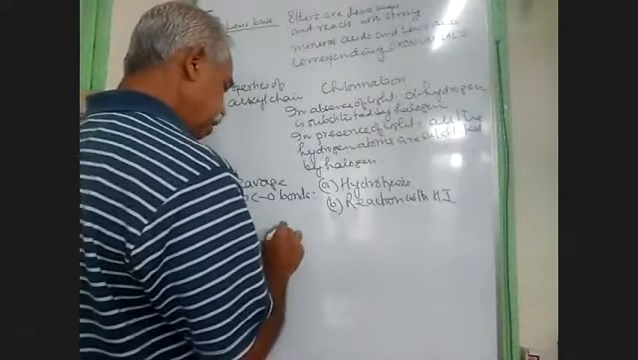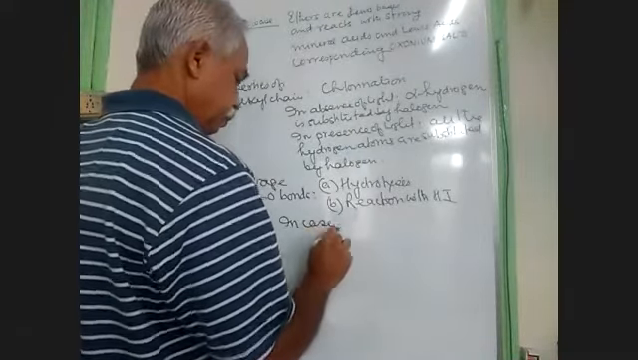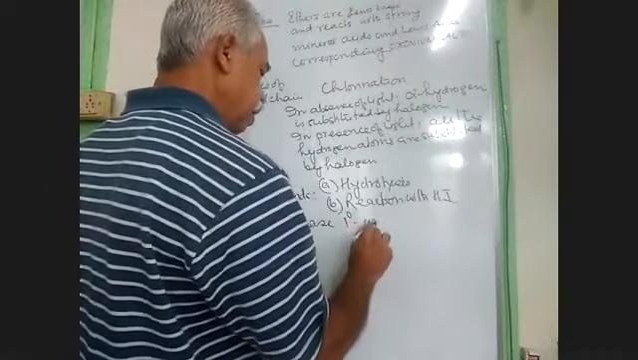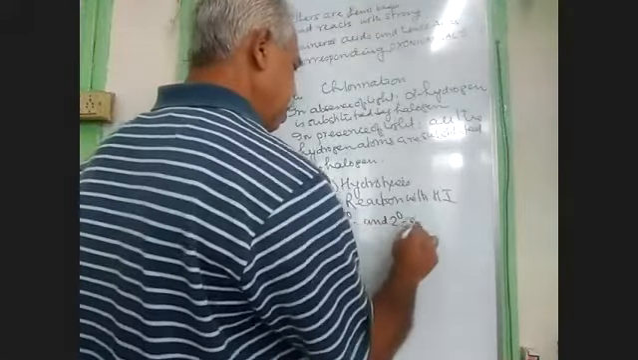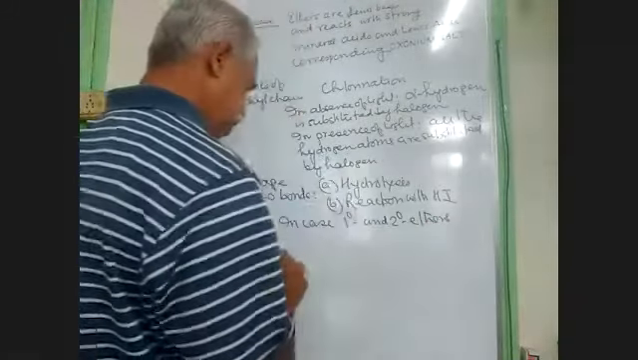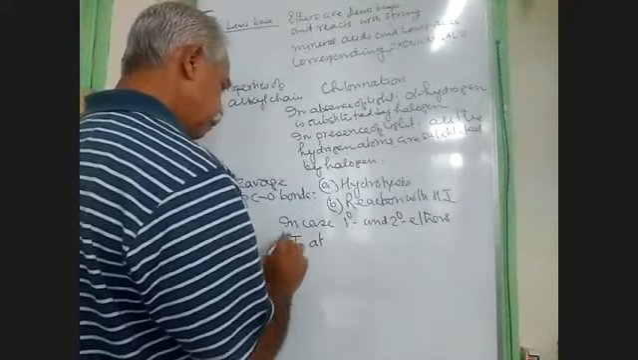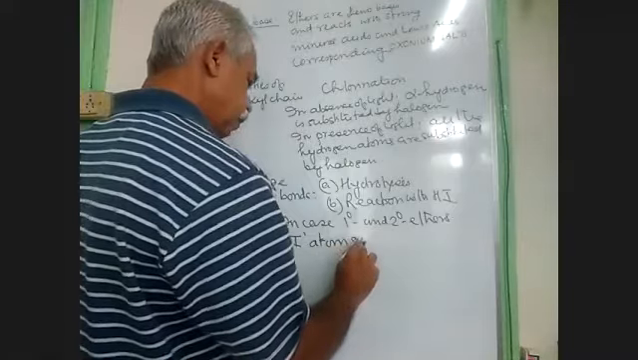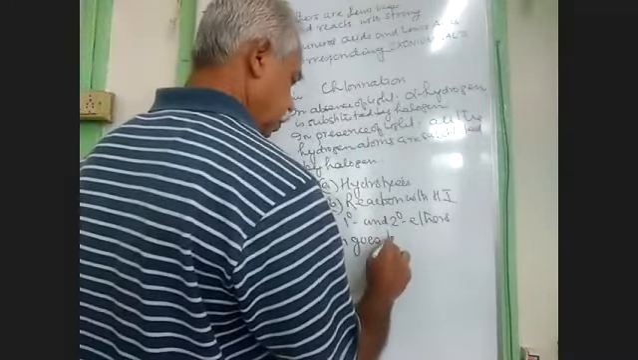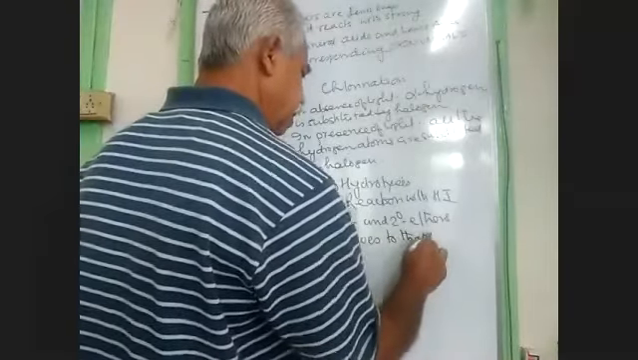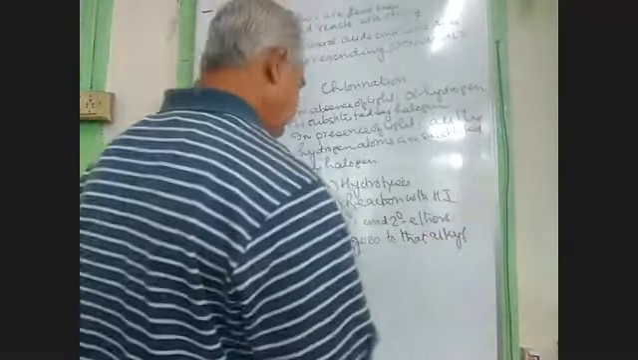That in case of primary and secondary ethers, the iodine atom goes to that alkyl group which has less number of carbon atoms.